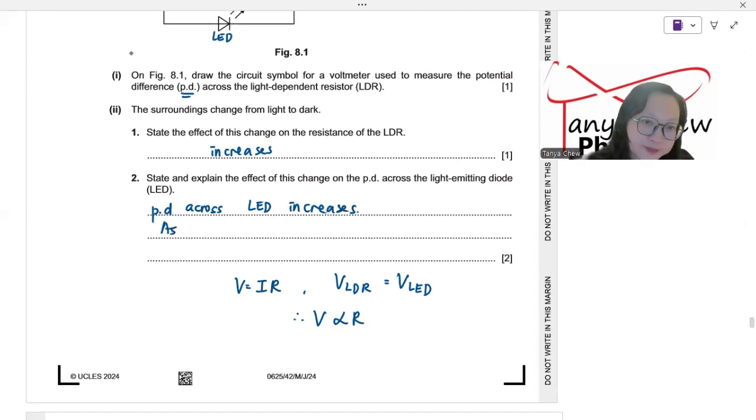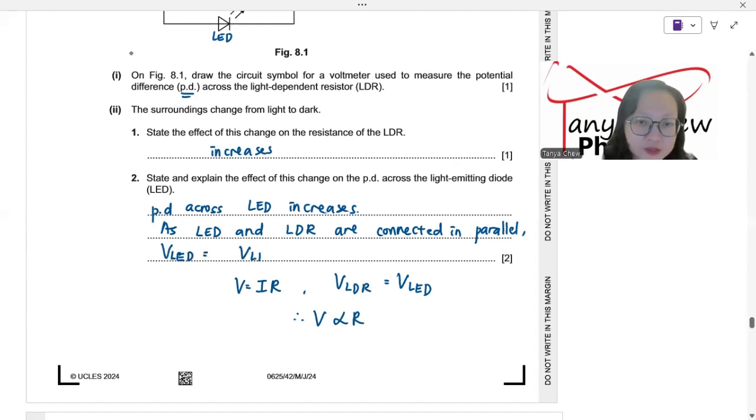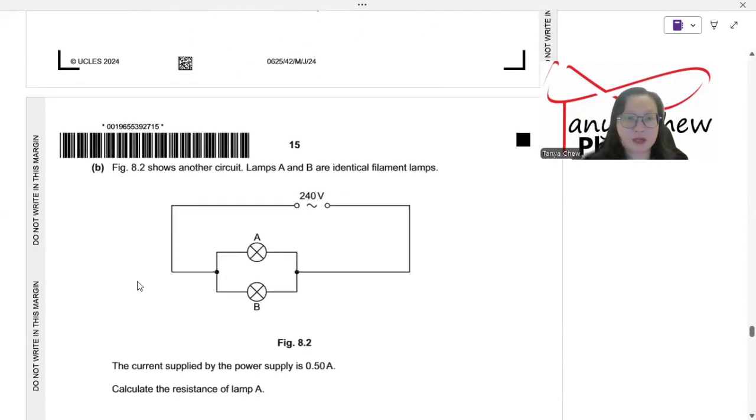Now, as the LED and LDR are connected in parallel, V across the LED is equal to V across the LDR. That's it.